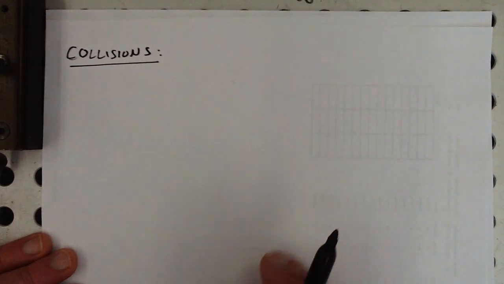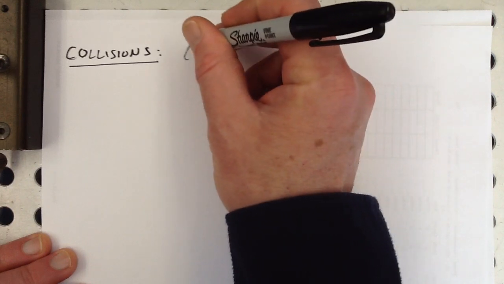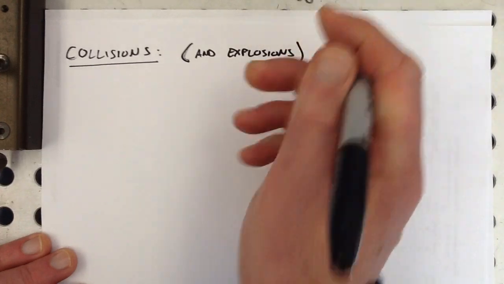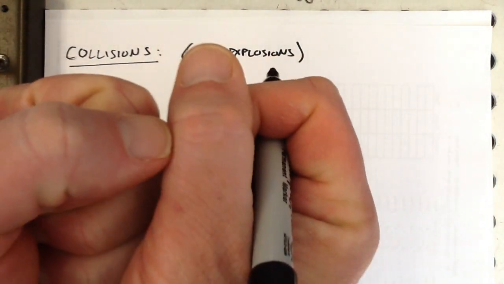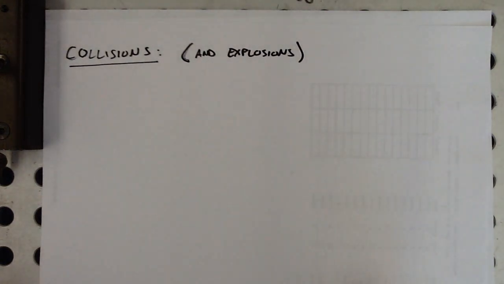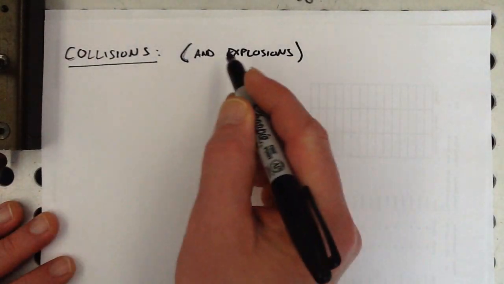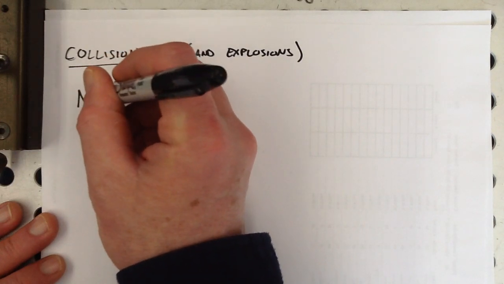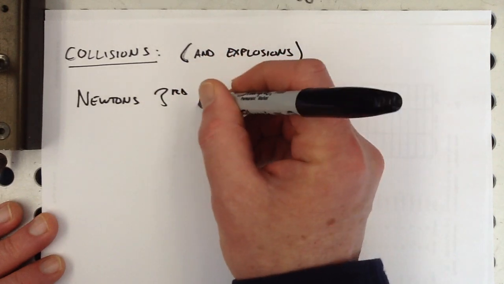So in a collision, I'm just going to qualify that. This is collisions and also explosions. So anytime that you have two objects that are going to somehow interact with each other, sometimes they stick together, sometimes they were together at the start and they explode away from each other, whatever. But two objects that are interacting with each other is what these have in common. And I'm going to ask you to remember Newton's third law.